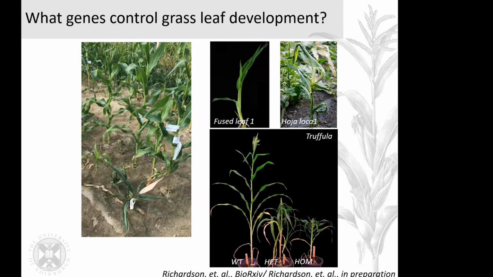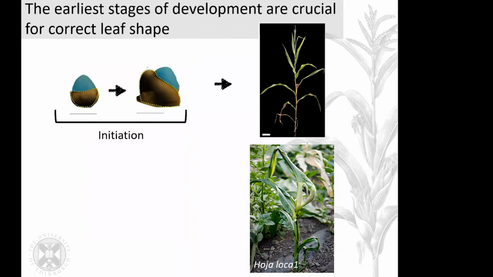And then Truffula, we affectionately named it after the Dr. Seuss trees because in the severe mutants, we have this puff of leaves at the top of the plant. And it can produce up to 70 leaves when maize normally produces 18 very rigidly. So something has gone wrong with its planning and it does not know how many leaves it's meant to be generating. So by looking at what's happening in these mutants, we can find out a bit more about what's going on and what stages are the most important for defining final leaf shape.